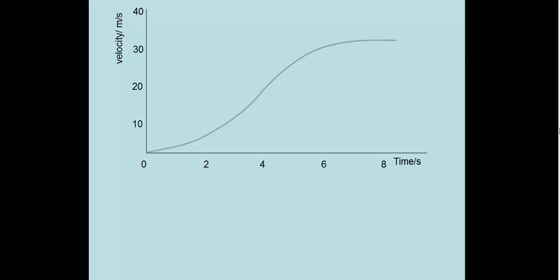Here we have another graph, and here we have a low gradient showing a small acceleration, a large acceleration with a steeper gradient, levelling off to give a constant velocity.